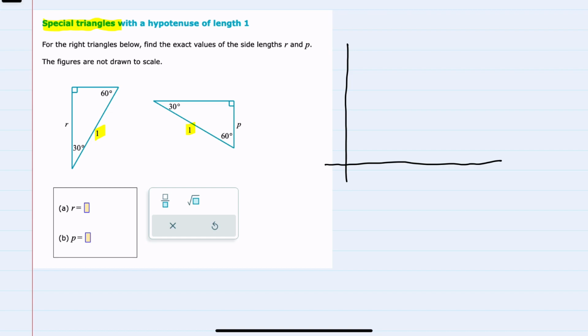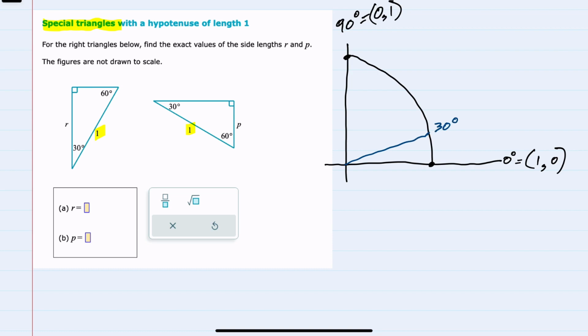I'm just going to draw quadrant 1 of our unit circle, where here at 0 degrees, this point has the coordinates 1, 0. At the top here, 90 degrees, this point has the coordinates 0, 1. And then in between, we have 30 degrees, 45 degrees, and 60 degrees.